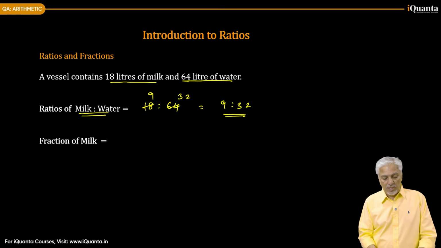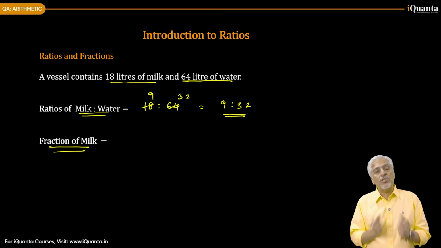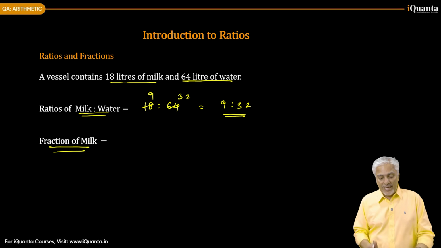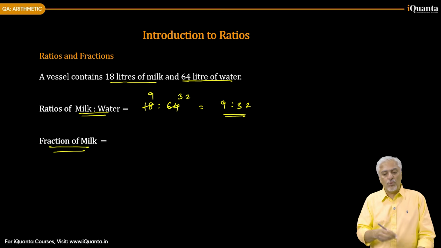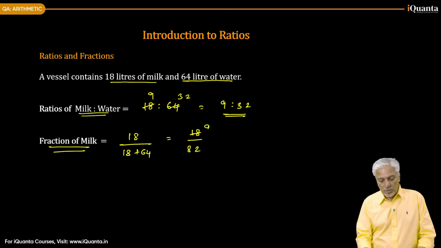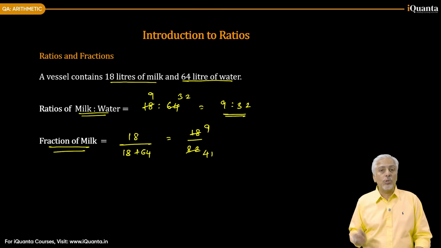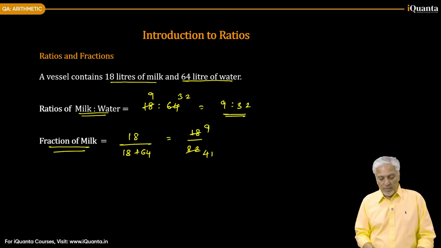But the second part of the question, where we ask what is the fraction of milk, means how much part of the whole solution or whole mixture is milk. That becomes very important. I can take 9 and 32, or I can take 18 and 64. Let's assume you're starting with 18 and 64. That means it will be 18 upon 18 plus 64, right? How much will that become? 18 upon 82. You can reduce it, 2 nines are 18, 2 41s are 82. So I will say milk is 9 by 41 parts of the total.